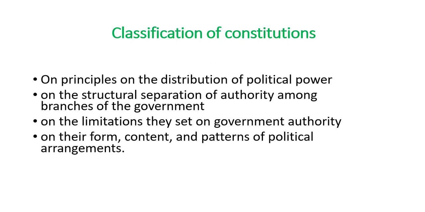The first classification of constitution is written versus unwritten constitution. In terms of form, constitutions are classified into written and unwritten constitutions. A written constitution is one that exists in a single document containing the basic principles and rules specifying the rights and duties of citizens and the composition and power of the institutions of the government.